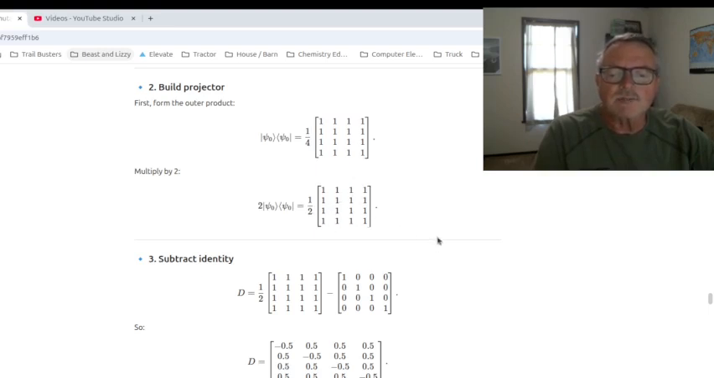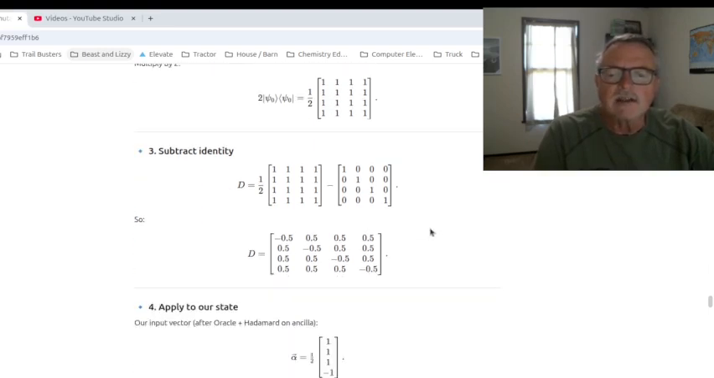Now we need to subtract the identity gate. Here's the identity gate, and we have to keep in mind this is 1/2 times all of these 1s. So when we do the subtraction, 1/2 minus 1 gives us a minus 1/2. So we have a minus 1/2 on each of these columns, and the rest of them just all remain the same, 1/2.